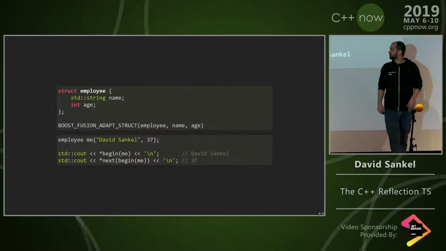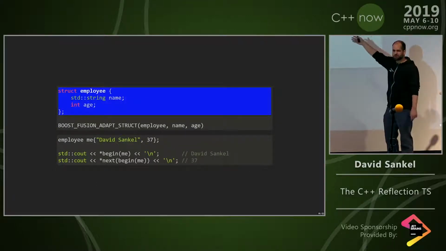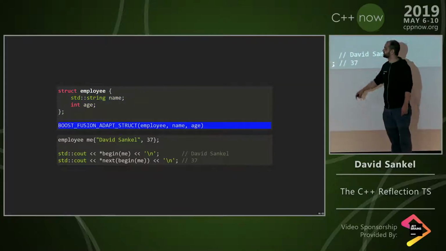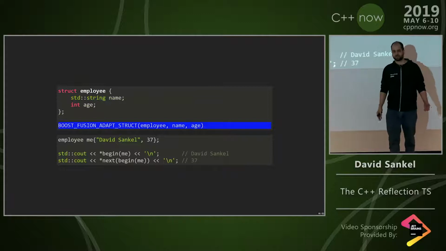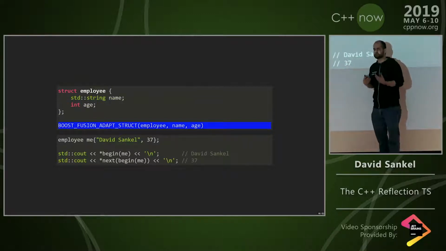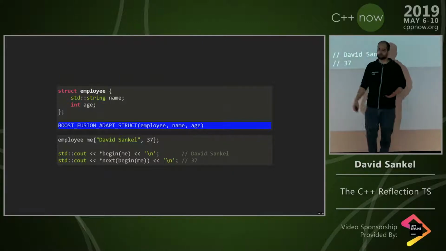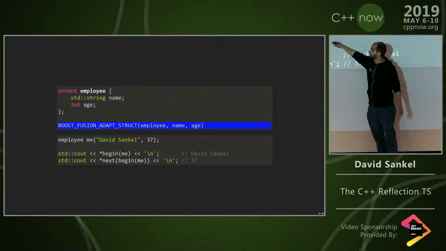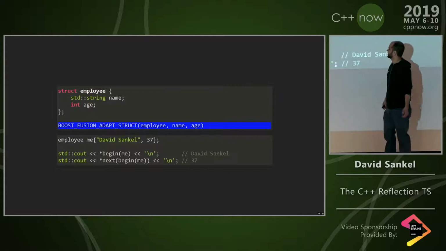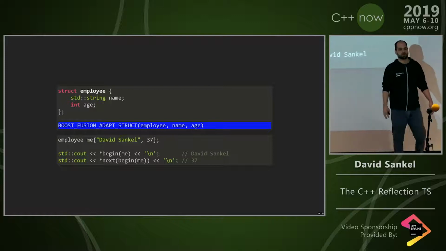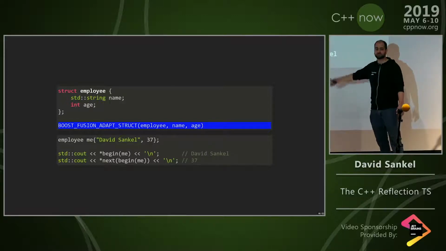But what if you want to do the same thing with your struct? Well, if you want to do the same thing with your struct, you're going to have to use this Boost Fusion adapt struct macro. We love macros, right? And what you're doing is you're basically telling Fusion, hey, these are the data members, name and age. And once you do that, now you can create a value of that struct and use the iterators like before, and it just works. But you're going to have to opt in to this kind of thing.